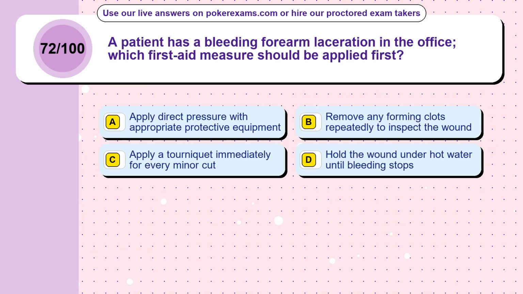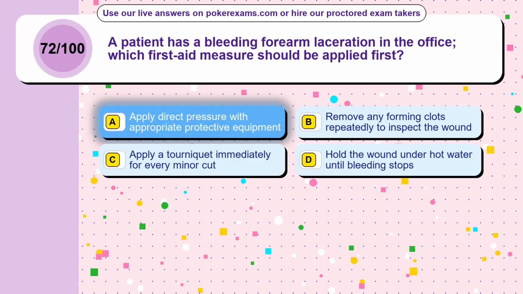Question 72. A patient has a bleeding forearm laceration in the office. Which first aid measure should be applied first? Option A. Apply direct pressure with appropriate protective equipment. Option B. Remove any forming clots repeatedly to inspect the wound. Option C. Apply a tourniquet immediately for every minor cut. Option D. Hold the wound under hot water until bleeding stops.